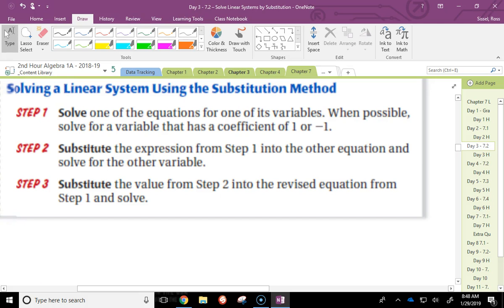Second step is to substitute the expression from step 1 into the other equation and solve for the variable. And step 3 is to substitute the value from step 2 into the revised equation and solve. Sounds really confusing, but it's really, really simple.